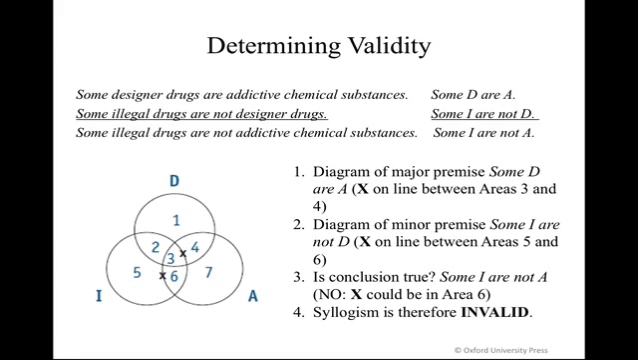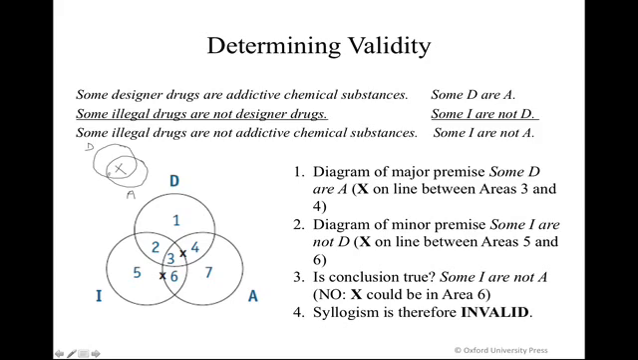The argument is in standard form. Recall that the repeated term in the premises, here D, is the middle term, I is the minor term, and A is the major term. Some designer drugs are addictive chemical substances. So let me go ahead and start from the ground up, even though you've got the completed diagram here. So some designer drugs are addictive chemical substances. So here's D and A. And I'm going to put the X right here in the area of overlap.